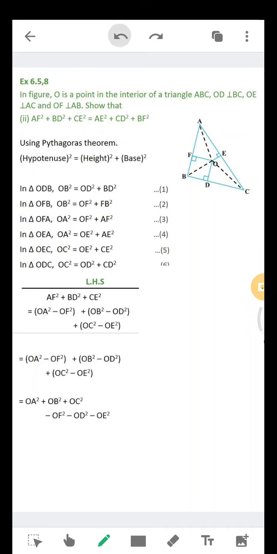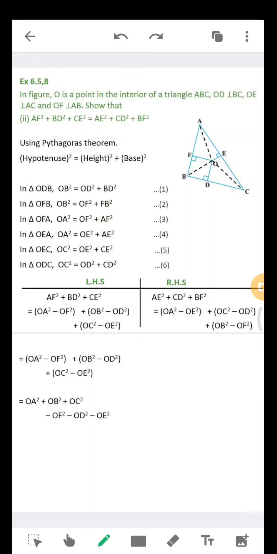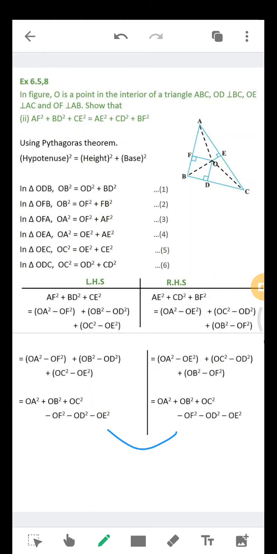Same thing we should do for the RHS also. What is the RHS? AE square plus CD square plus BF square. Then we'll proceed in the same way. I'll replace AE with, you can see the fourth equation, AE is OA square minus OE square. Then proceed in the same manner like we did for LHS. So we get these things in the right hand side. Now when you simplify and check it, finally you'll find that the LHS and RHS are equal. There is no difference between LHS and RHS. So we can say that LHS is equal to RHS, hence it is proved.